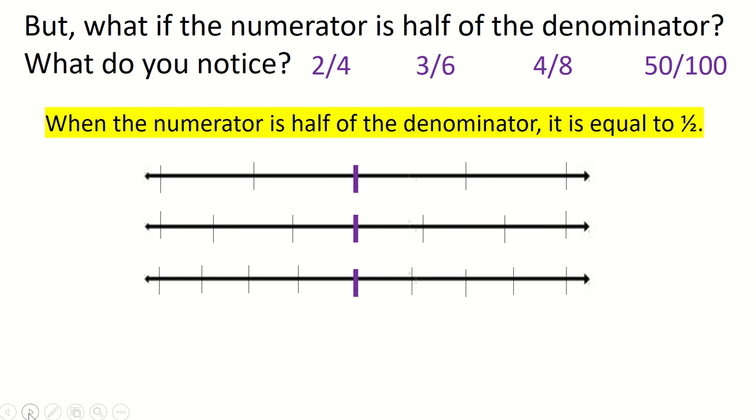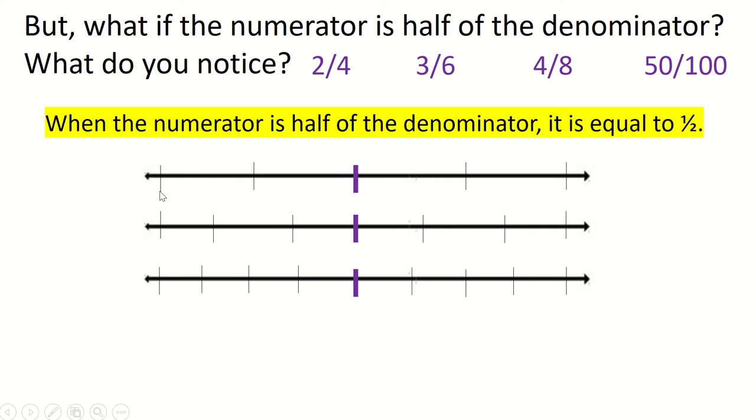But what if the numerator is half of the denominator? What do you notice in these fractions? 2/4, 3/6, 4/8, and 50/100. If you said that the numerator is half of the denominator, you're correct, right? 2 is half of 4, 3 is half of 6, 4 is half of 8, and 50 is half of 100. When the numerator is half of the denominator, it is equal to 1/2.